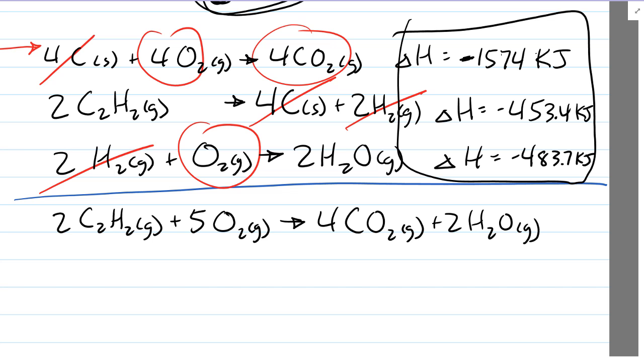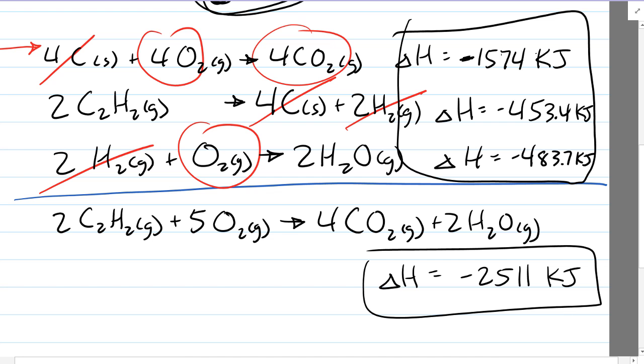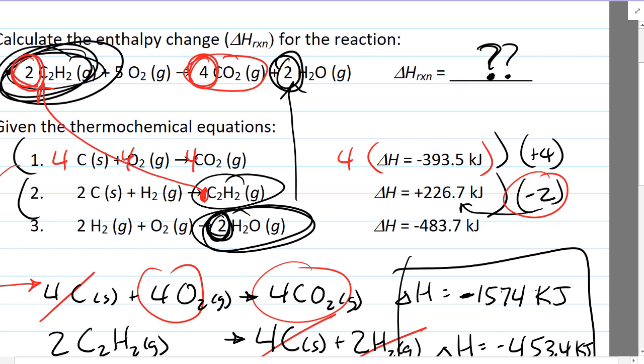We wind up getting a value of, and I think I did something wrong here. I did. Okay. We end up getting a value of negative 2,511. The label on this is going to be kilojoules. And that means that the enthalpy change for this reaction is a negative 2,511 kilojoules. That then is what we place up here as the enthalpy change for this reaction: negative 2,511 kilojoules.